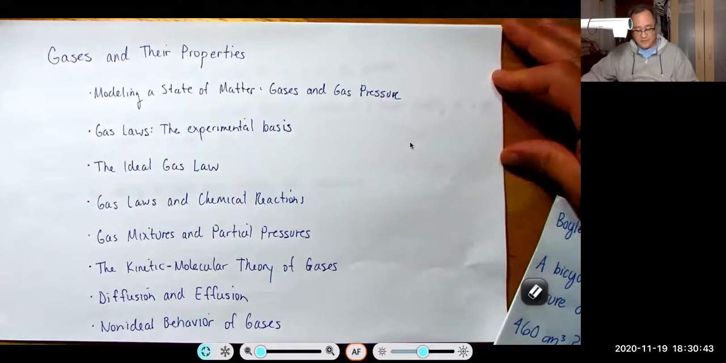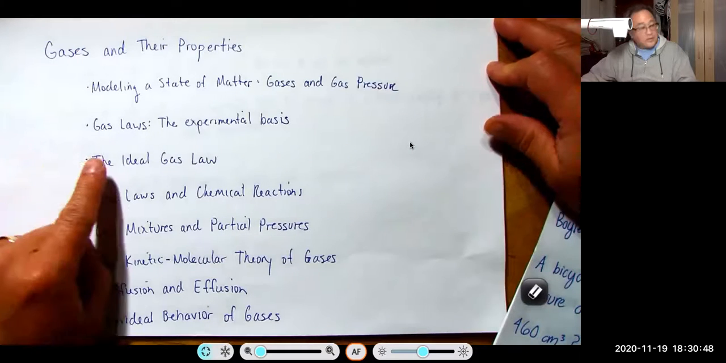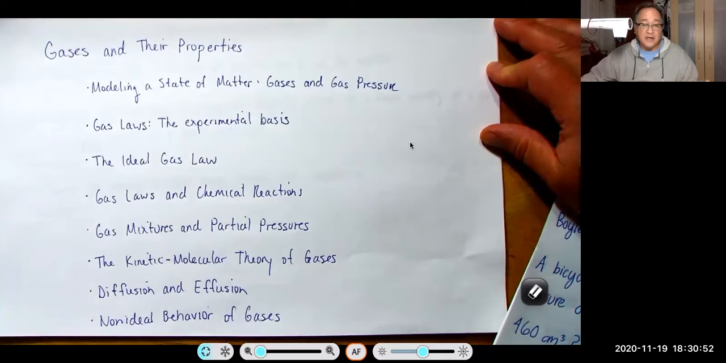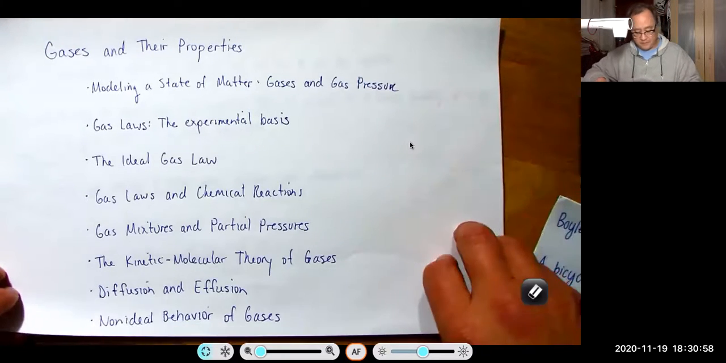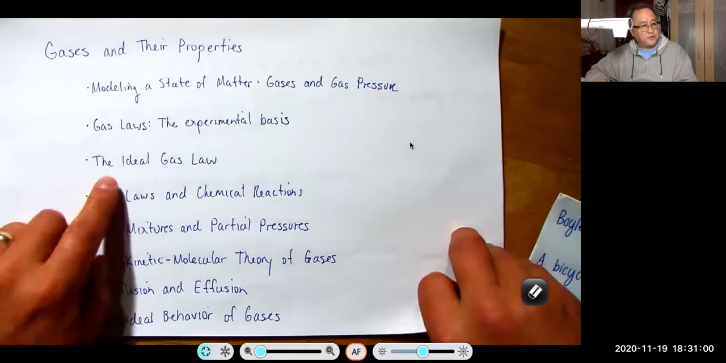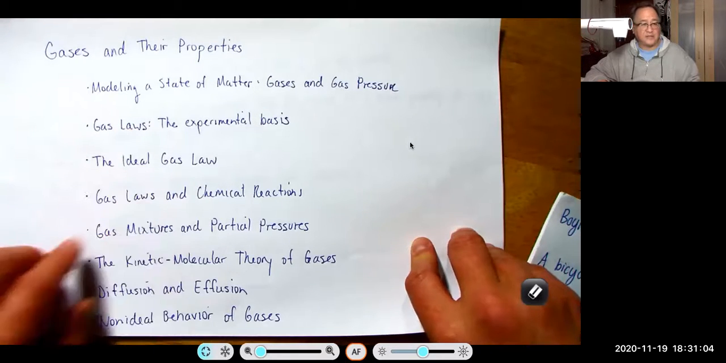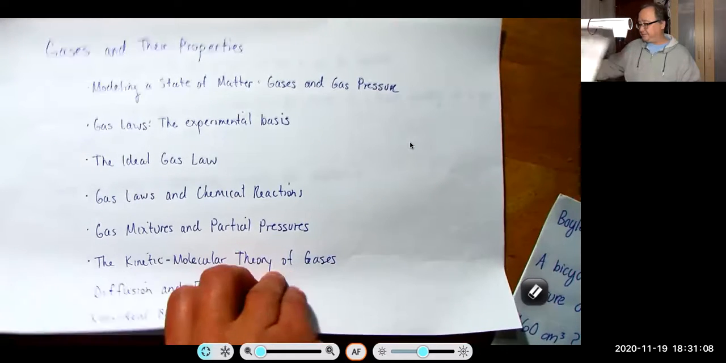Hi, everyone. In this lecture, we have just done the first lecture of gas law's experimental basis, and we'll come back to that, and I'll show you how to use those laws without knowing their names. But what we want to do first to get to there is look at the ideal gas law. So let's take a look at the ideal gas law.